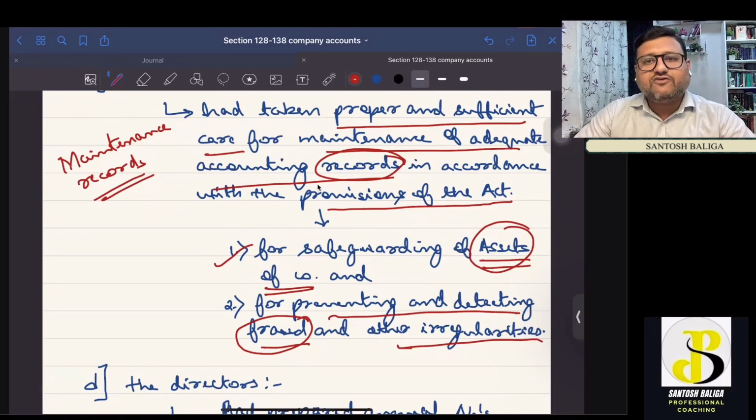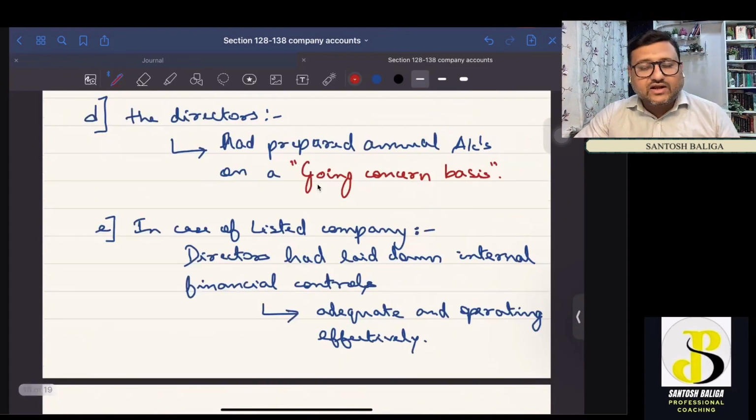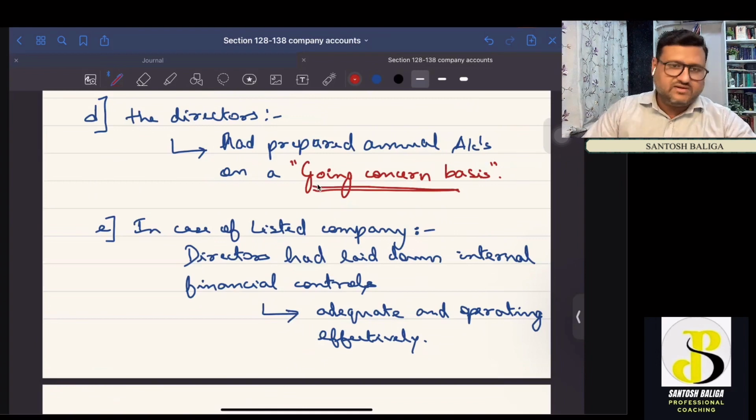What is the objective of maintaining these records? The objective is safeguarding of assets of the company and at the same time preventing and detecting frauds and any other irregularities. So this is the third point. Fourth point is the directors had prepared annual accounts on the basis of what? Which basis? On the going concern basis.